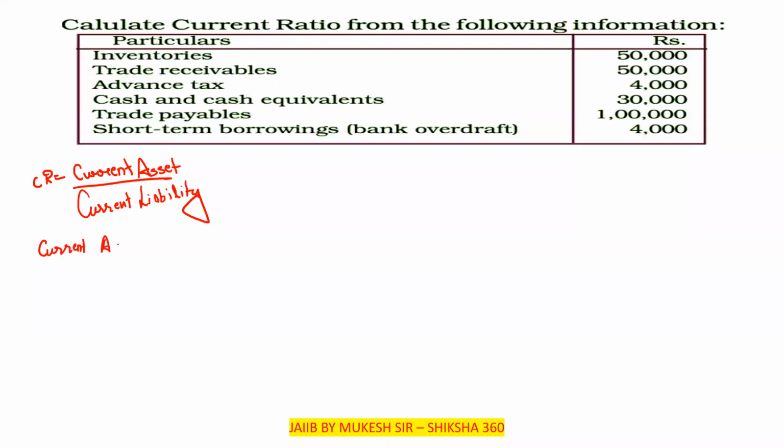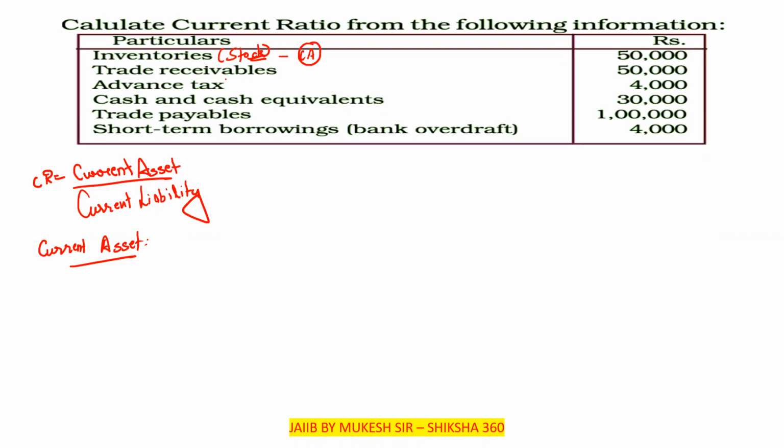So what comes under the current asset? Inventories, which is a type of stock. Is it included under the current asset or the current liability? Please tell fast. Inventory will be included under the current asset.